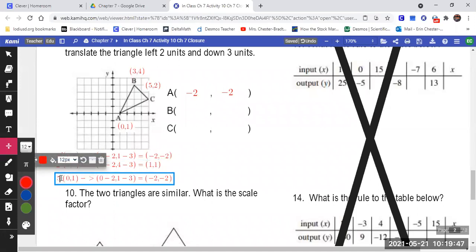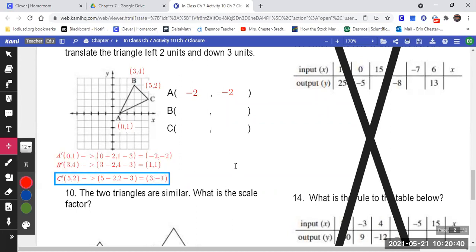Now we have to look at C. C prime. We said 5, 2, right? We're still subtracting 2. We're still subtracting 3. What's our new coordinate? 5 take away 2, comma, 2 take away 3. What's that going to be? 3, -1.